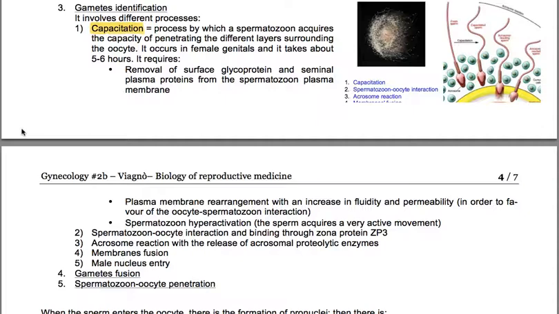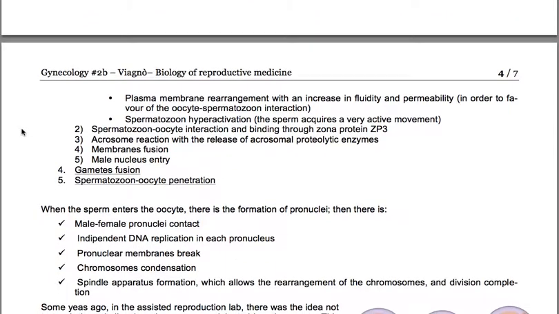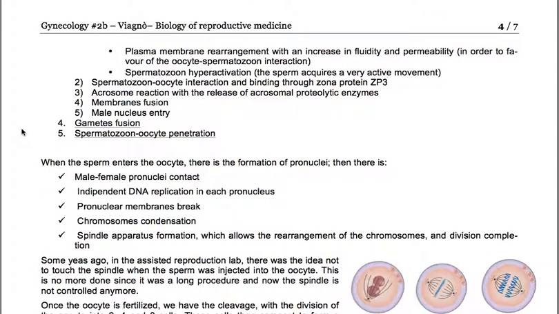Fourth step is gametes fusion, and fifth step is spermatozoon-oocyte penetration. When the sperm enters the oocyte, there is the formation of pronuclei. Then there is male-female pronuclei contact, independent DNA replication in each pronucleus, pronuclear membrane break, chromosome condensation, spindle apparatus formation, which allows the rearrangement of the chromosomes and division completion.